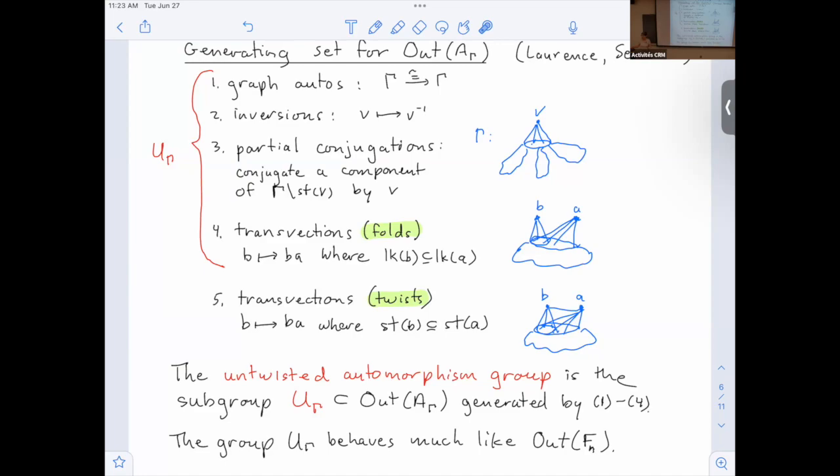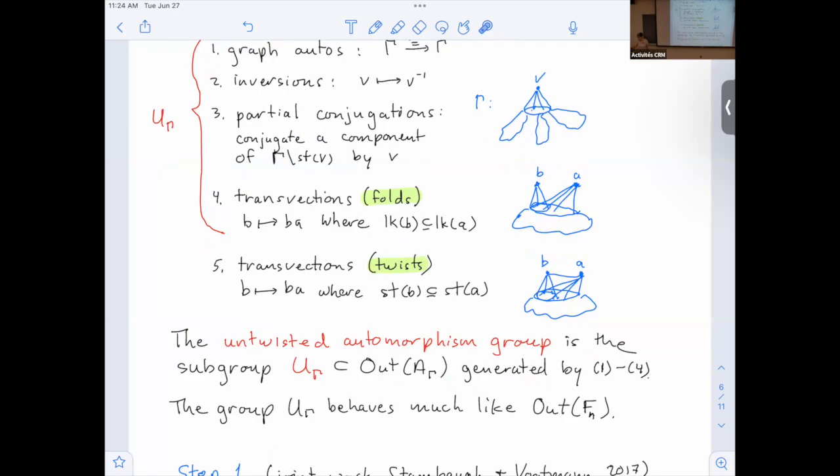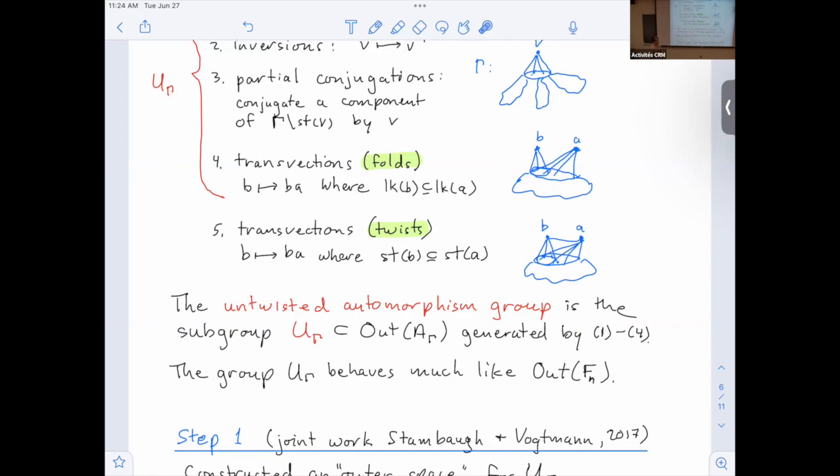But in order for the partial conjugation to be a well-defined automorphism, I need that when I remove the star of V, namely V and everything it's connected to, I have disjoint components. And I can then conjugate any one of those components without conjugating the others. And that turns out to be a partial conjugation. So there are partial conjugations coming from this picture. And the rest, the ones we really are going to mostly focus on today, are the transvections, the A goes to AB things we were talking about, which I put into two categories.